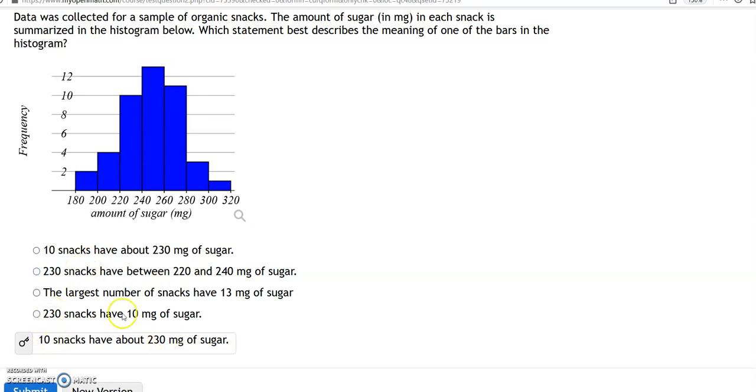So the only one that's correct, if you read these correctly, is that the bottom is the amount of sugar in milligrams, and the frequency is the number of bars going up this way, or the number of snacks. 10 snacks have about 230 milligrams of sugar.